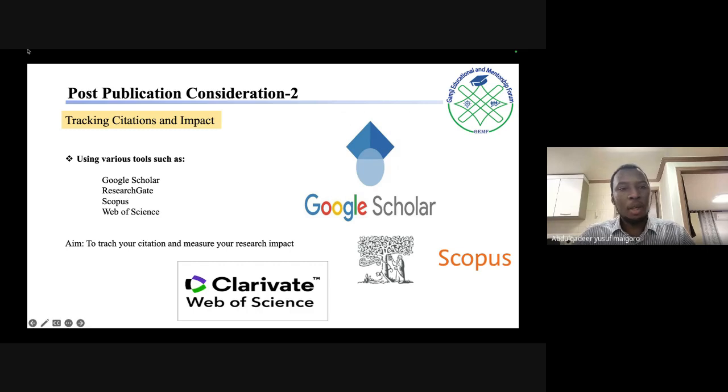For example, there are various tools like Google Scholar. On Google Scholar, you don't have to upload your own paper. This is an auto-generated platform. By the time you publish your paper, so long as that journal is indexed in Google Scholar, your paper will automatically go to your personal Google Scholar account. Also, if you want to search for papers to cite, one of the easiest ways is to go to Google Scholar.